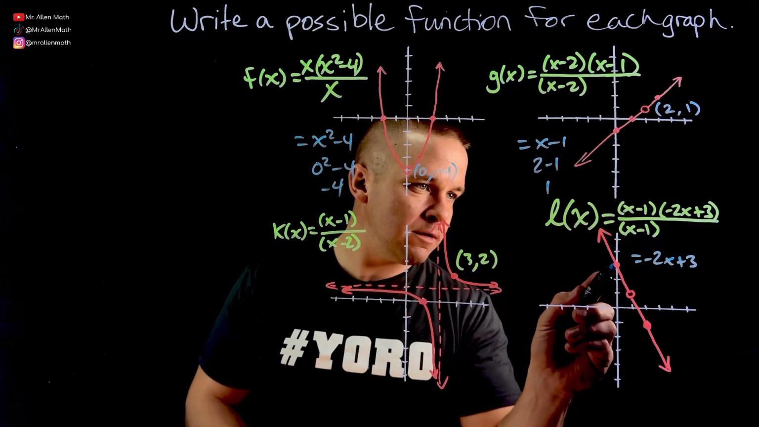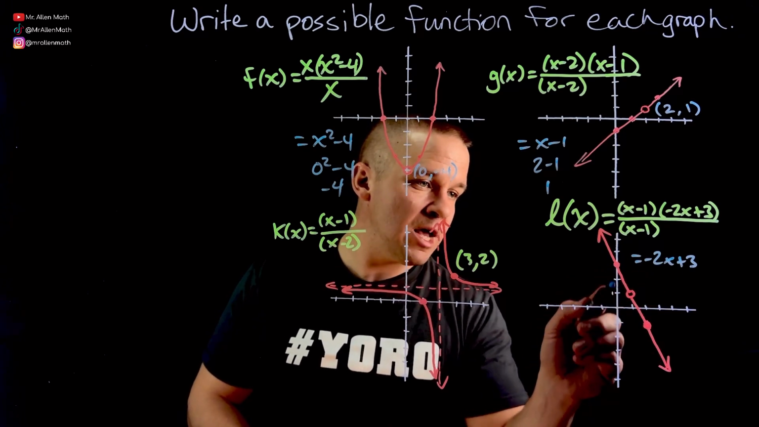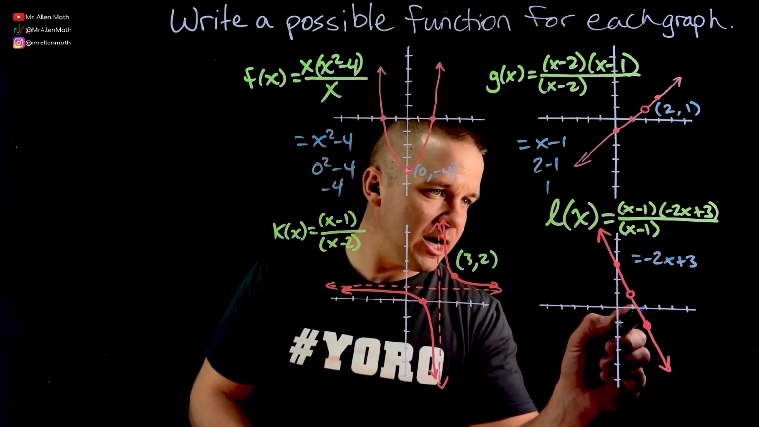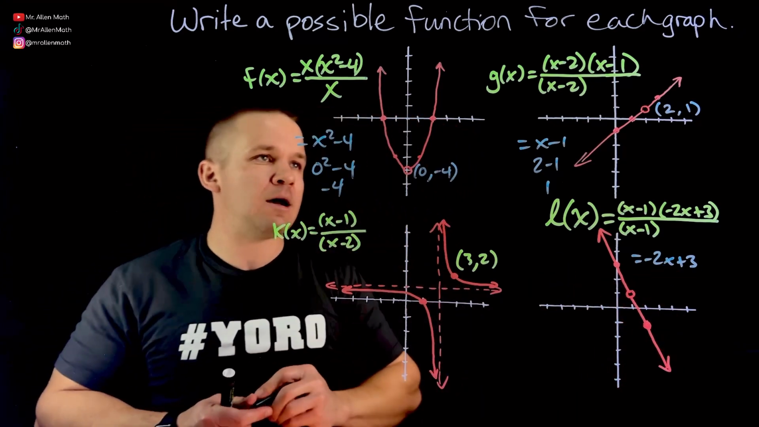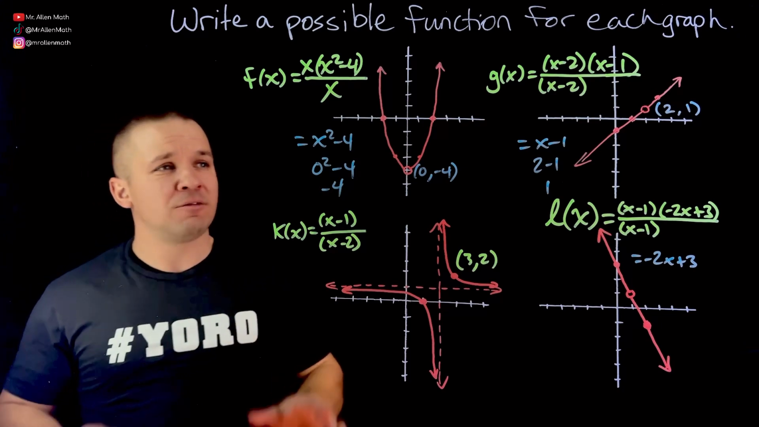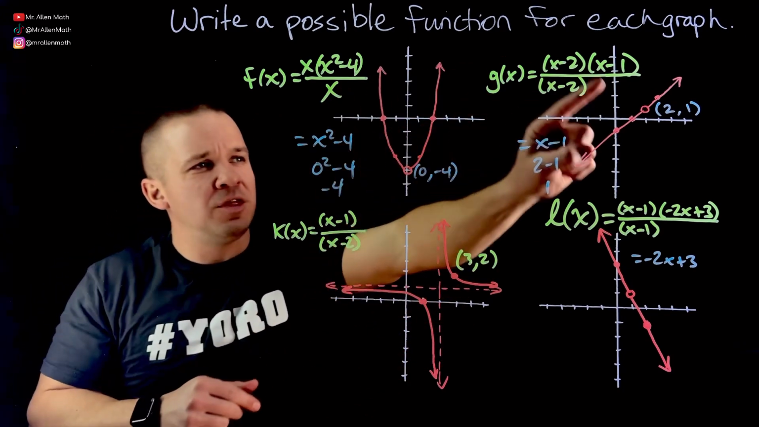Let's see if some points go in there. If I plug 0 in, I'm going to get 0 plus 3 is 3. If I plugged 2 in, I'd get negative 4 plus 3 is negative 1. There we go. Yeah. So that checks out. We got all 4 of them. That was interesting. Very interesting, especially in these 3.